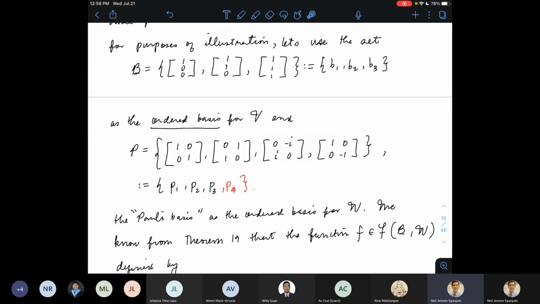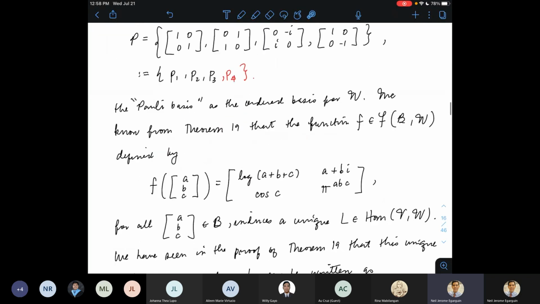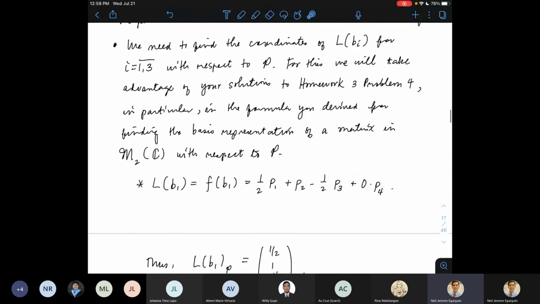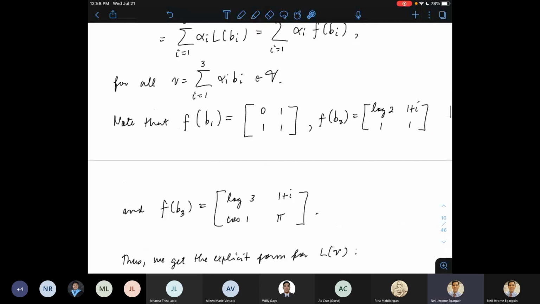Gusto kong ipakita, or I want to see how f of B1, which turns out to be, what is f of B1? 0, 1, 1, 1. Paano ko ito masusulat as a linear combination of the Pauli matrices? All right. Again, this will give rise to a system of linear equations, but you can use the result you got from one of the homework problems.